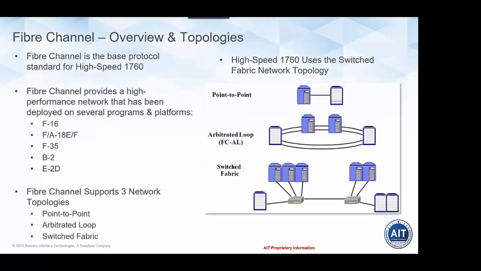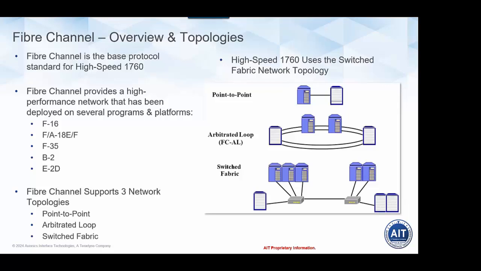So first, we're going to talk about Fibre Channel today. Fibre Channel is the base protocol for high-speed 1760. So 1760 is built on top of Fibre Channel. To understand high-speed 1760, you have to understand some of the basics of Fibre Channel. Fibre Channel is a high-performance network, and it's been deployed even prior to high-speed 1760 on several aircraft programs and platforms. Those include F-16, also on F-18, F-35, on the B-2, and also on E-2D, just to name a few. This certainly isn't an exhaustive list, but it's kind of a highlight bullet.